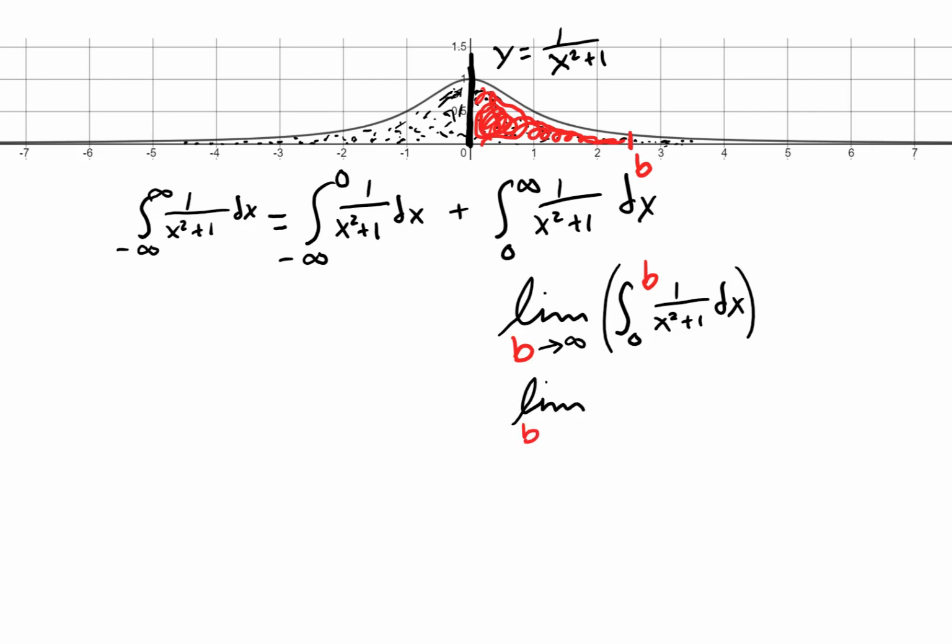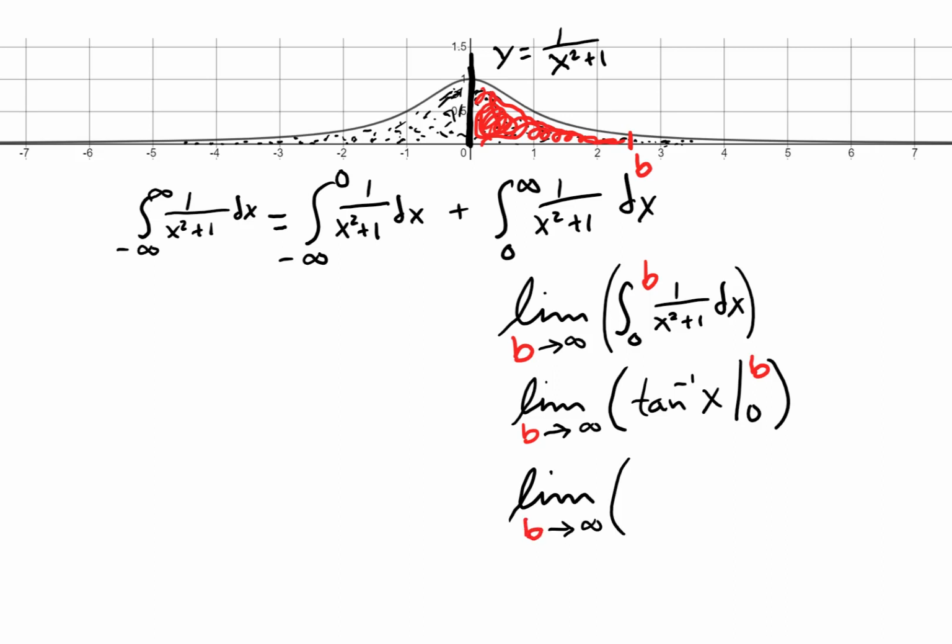The antiderivative of 1 over x squared plus 1 is the inverse tangent of x. If you are not familiar with the inverse tangent, you can watch our video on inverse trigonometric functions. We substitute in the limits of integration to get the limit as b approaches infinity of the inverse tangent of b minus the inverse tangent of 0. The inverse tangent of 0 is 0. This means the area between the curve and the x-axis from x equals 0 to x equals b is the inverse tangent of b.